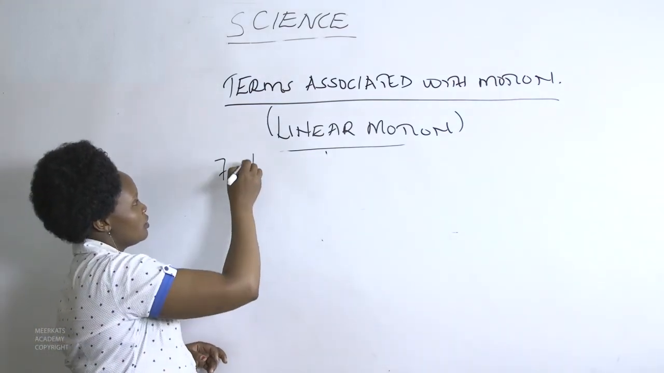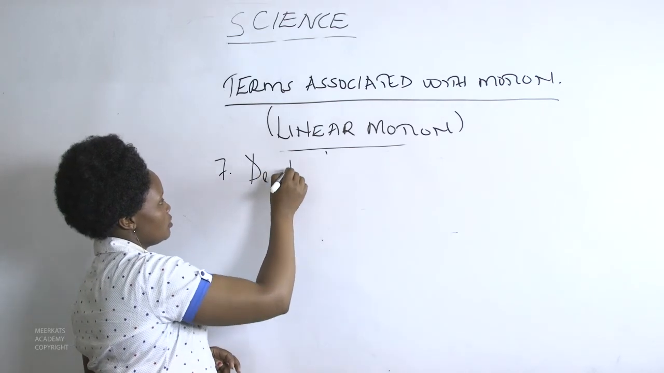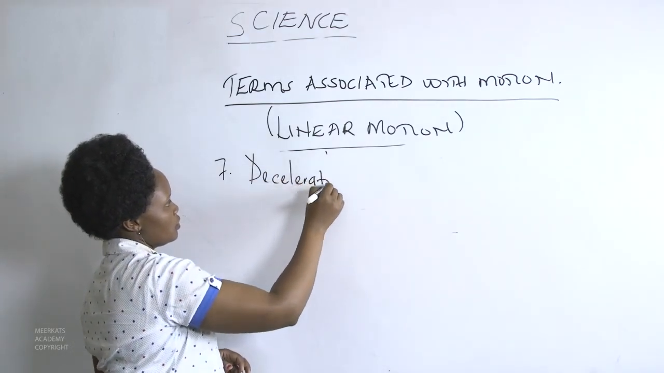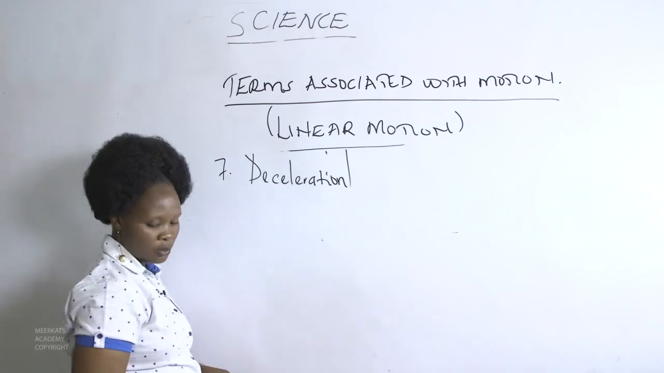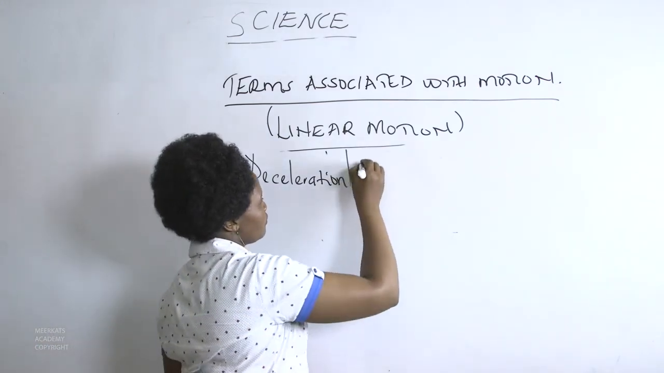Seven is what we call deceleration. Other books will call it retardation.